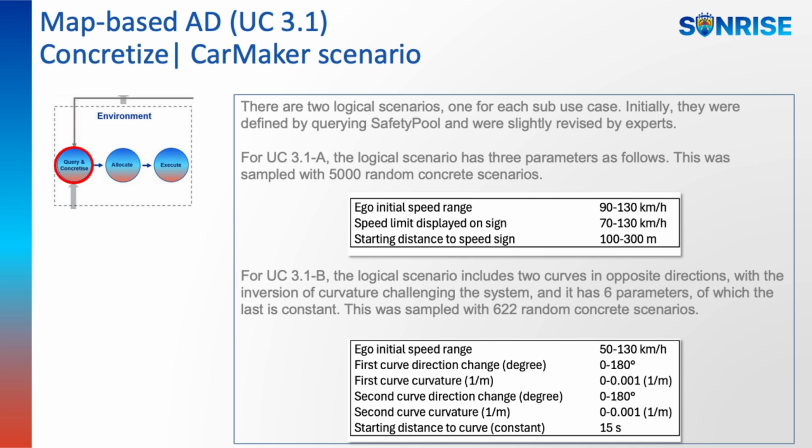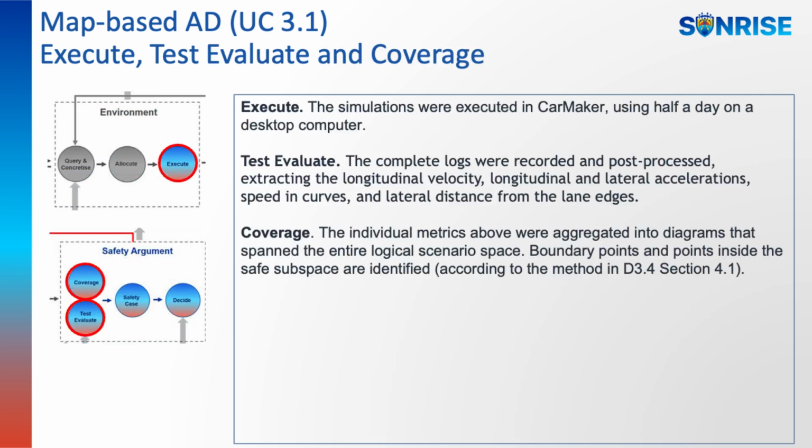For UC3.1-B, the logical scenario involves 2 curves in opposite directions, with the inversion of curvature challenging the system. It has 6 parameters, of which the last is constant. This was sampled with 622 random concrete scenarios. Execute. The simulations were executed in CarMaker, using half a day on a desktop computer.